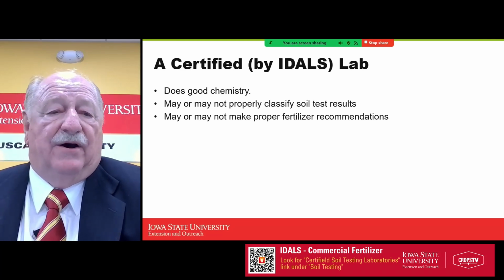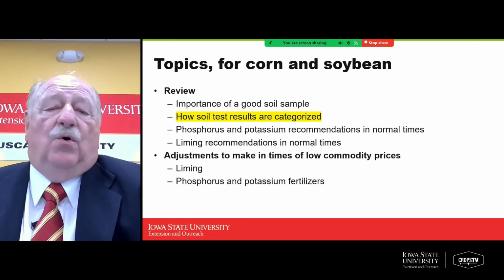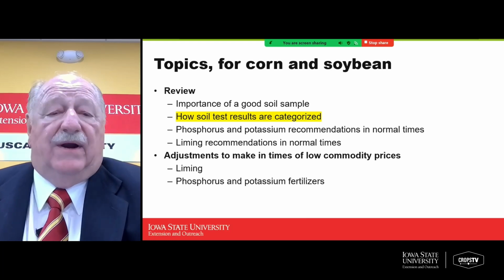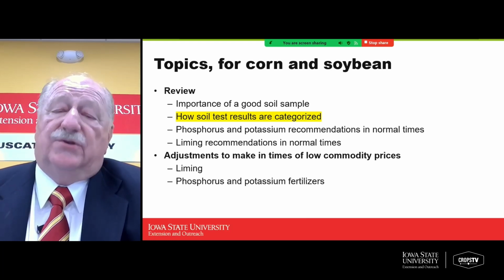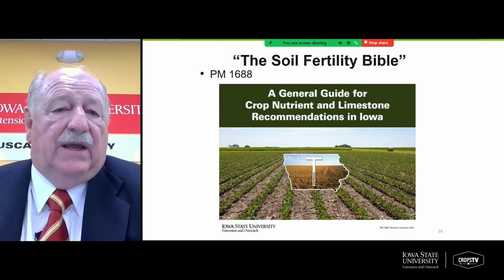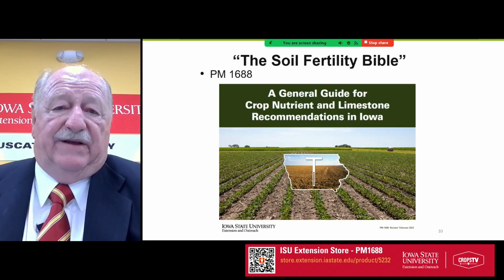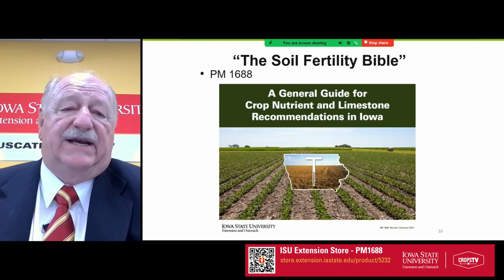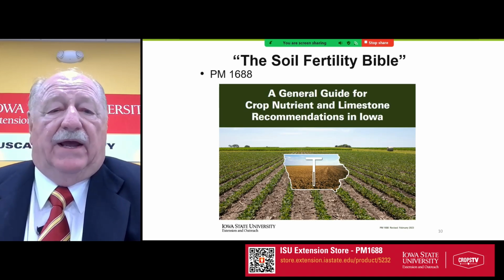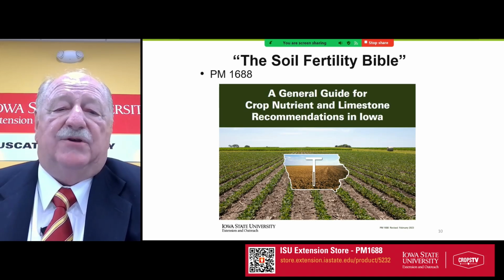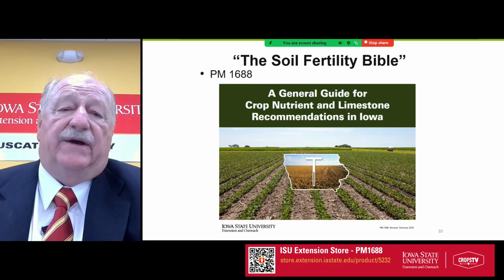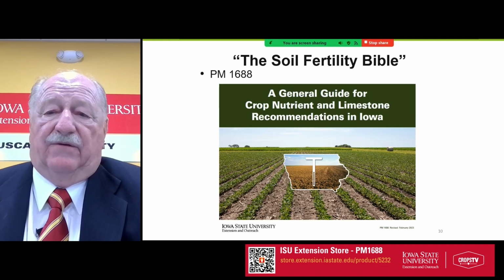So once we get our results back, we need to be sure that the laboratory has categorized them right so that we can make an appropriate recommendation for fertilizer application. The Iowa Soil Fertility Bible, so to speak, is PM 1688, and you're going to see me refer to this many times. A general guide for crop nutrient and limestone recommendations in Iowa. And the link to this publication is also in the resources list on your field notes.